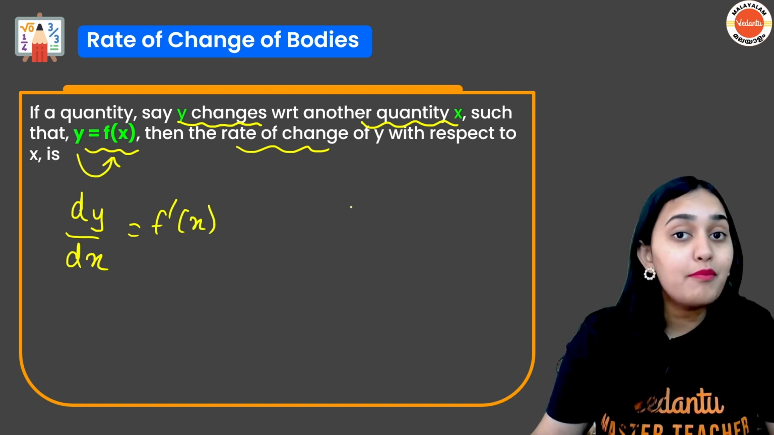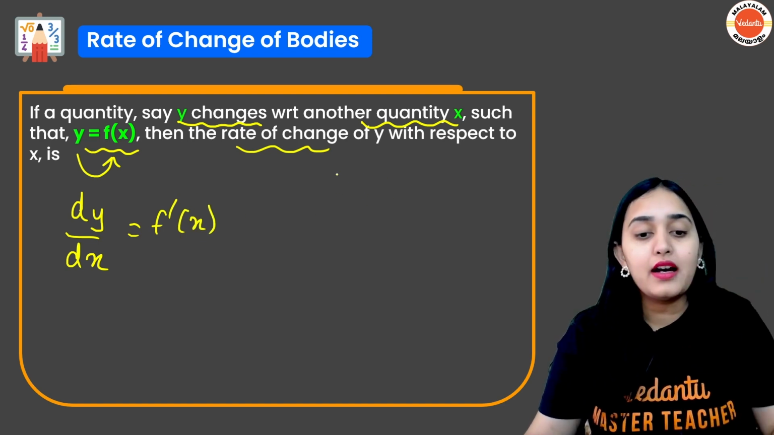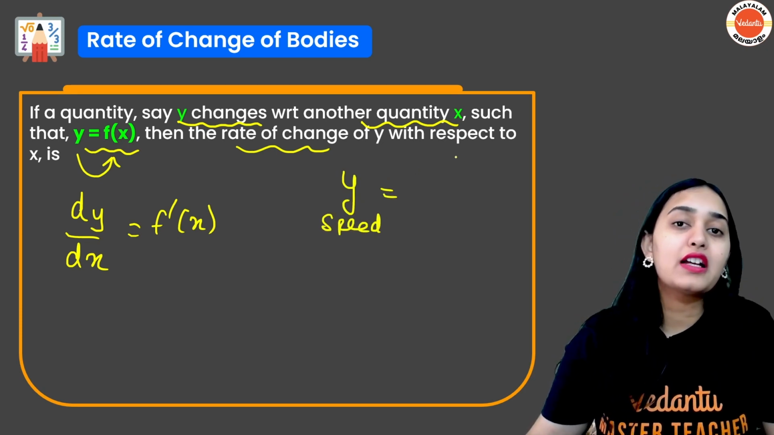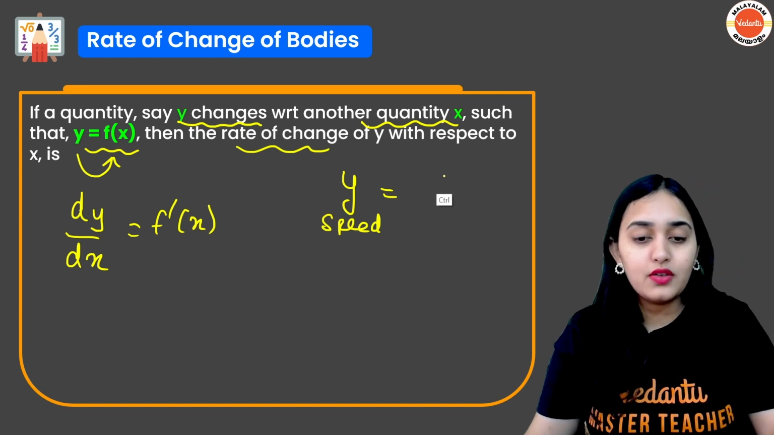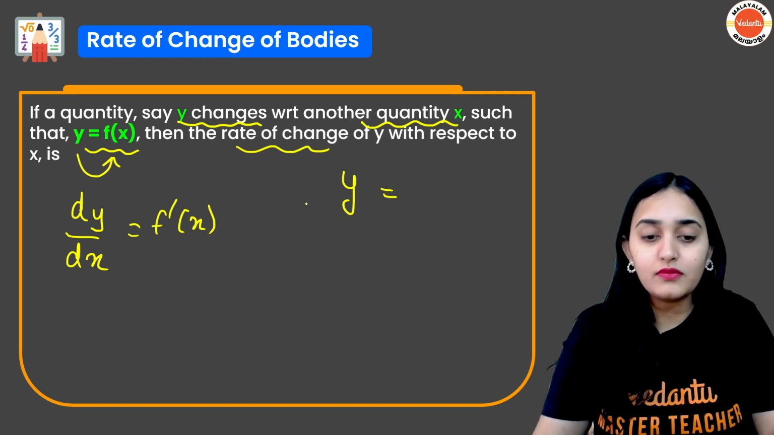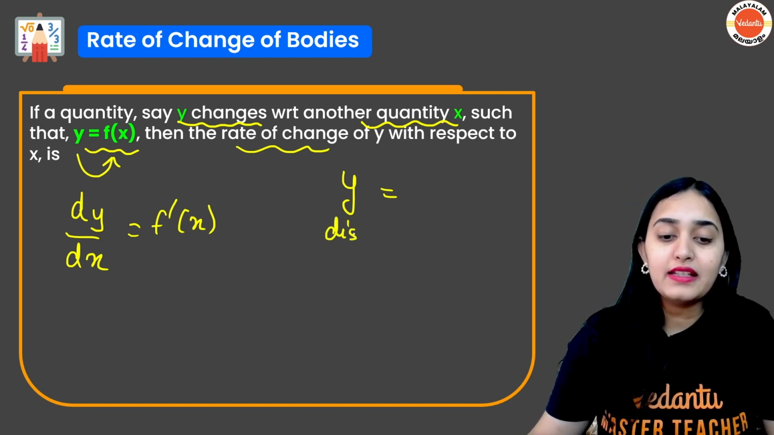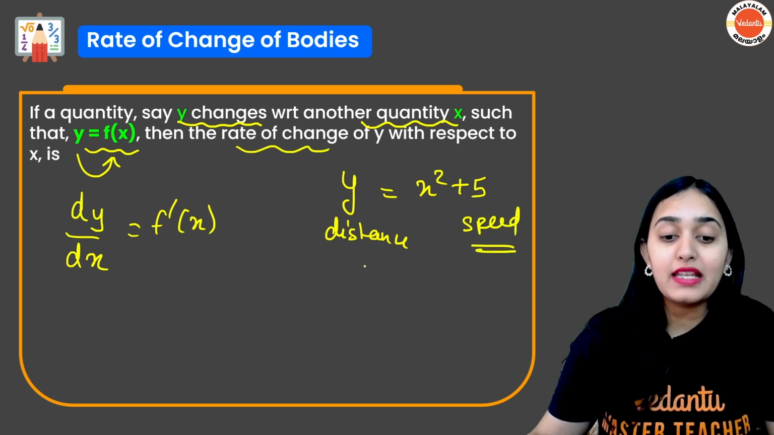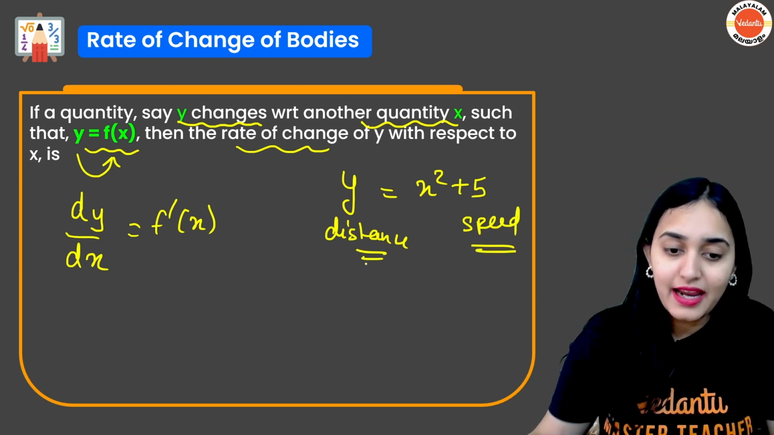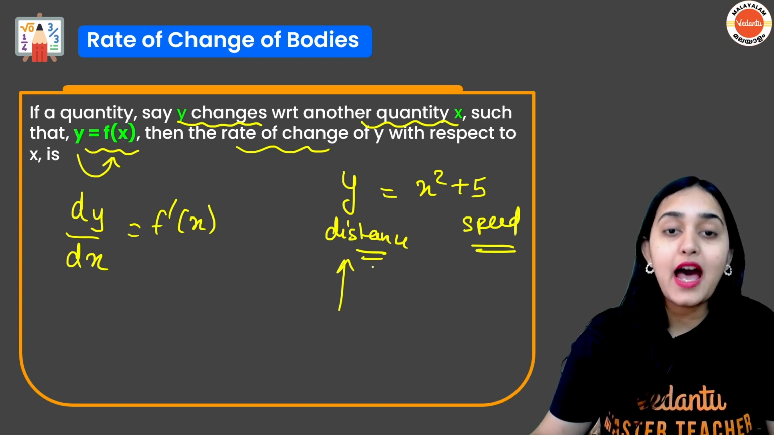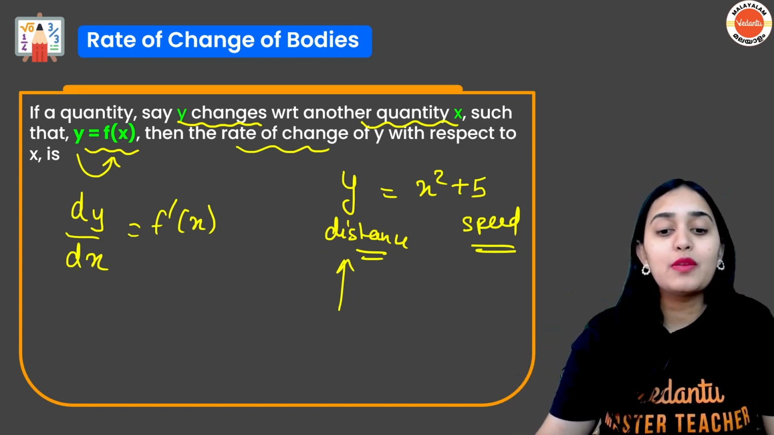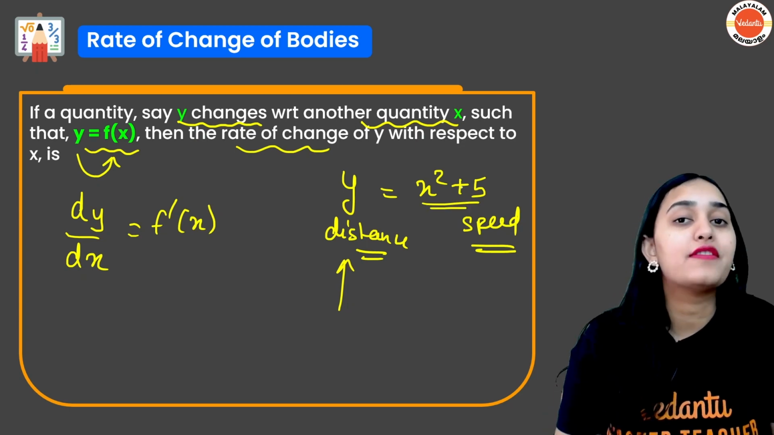For example, let me say that here y is the distance and it is a function of speed, x square plus 5. When your speed changes, your distance traveled will change, right? Now if you want to calculate how much distance has changed, you will simply find the derivative of this function.